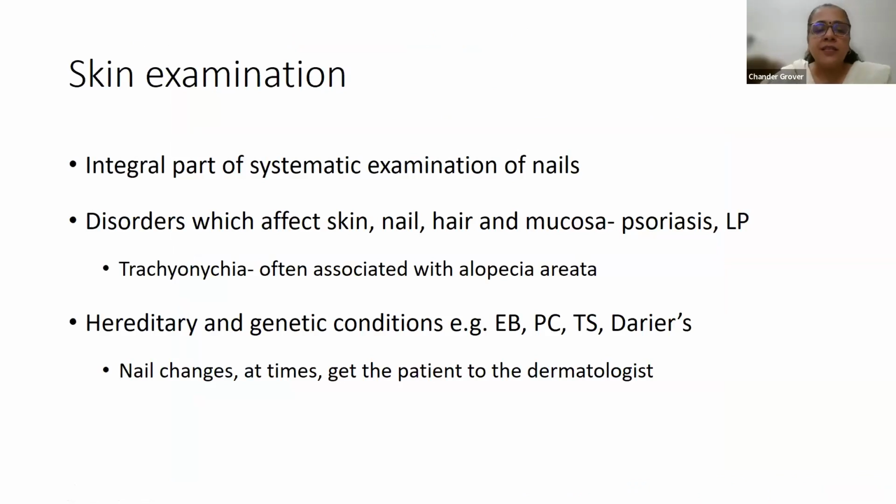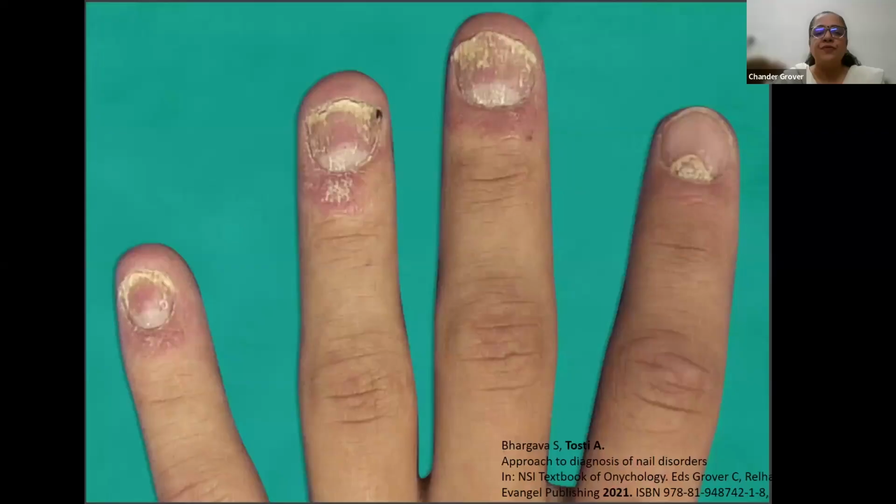Skin examination is an integral part. You cannot ignore it. So this is going to include even oral examination. Most cases of nail LP, the majority, are not going to have an LP elsewhere except for the oral mucosa. You have to examine hair and scalp, another important appendage where you will get clues towards diagnosis. Then always think in terms of hereditary and genetic conditions. Do not see nail in isolation from the rest of the patient.